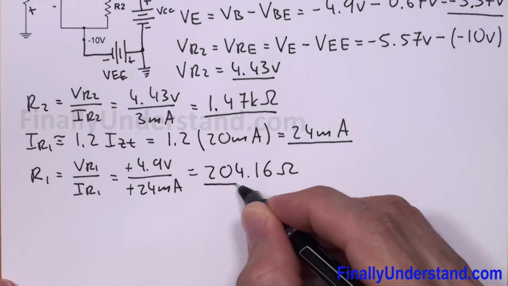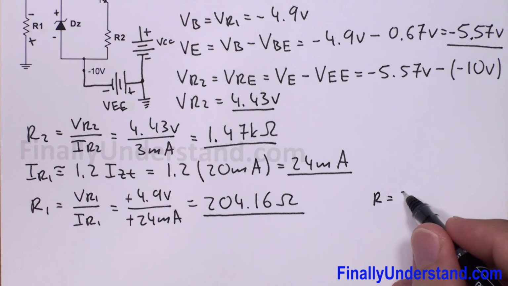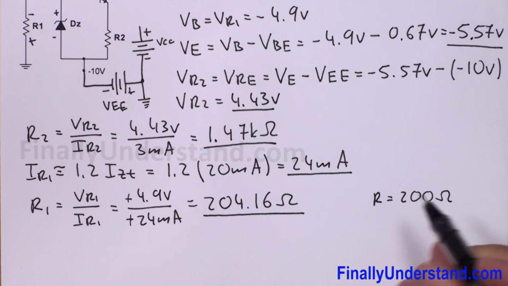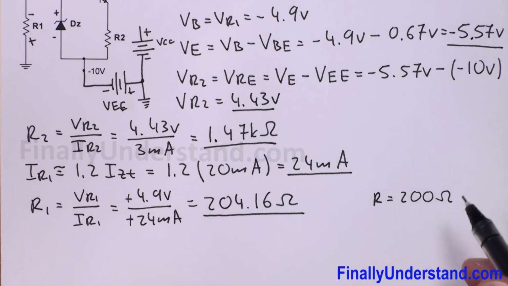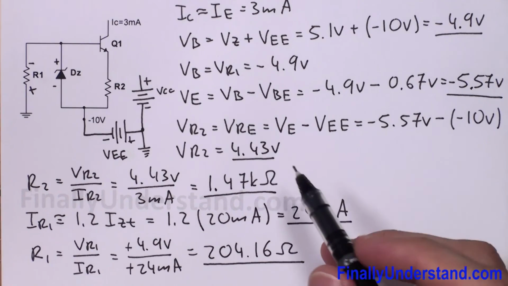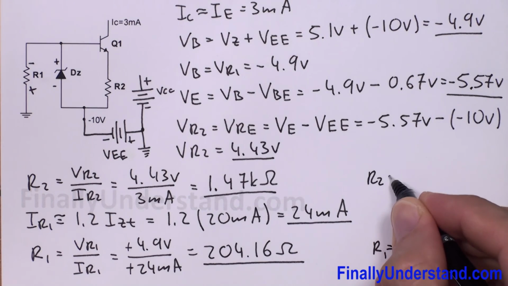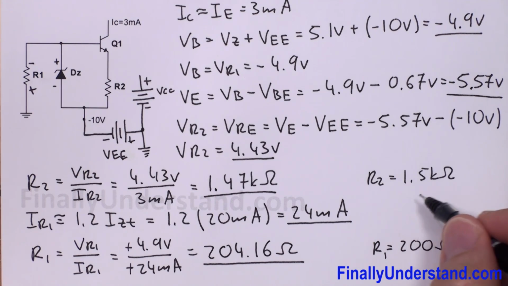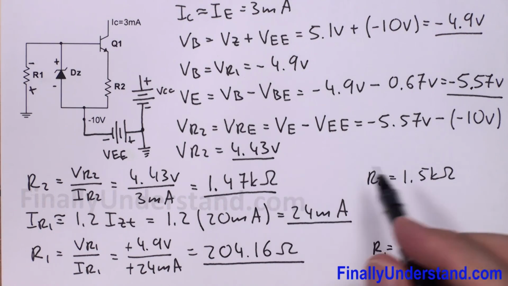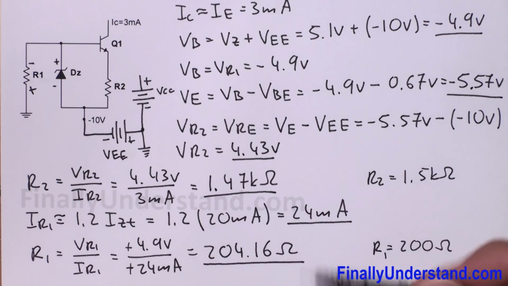204.16 ohms. So if you are going to look for the value of resistor R1, this is going to be equal to 200 ohms, because you are not going to find a resistor with the nominal value 204.16 ohms. So this is going to be your R1. If you need to find the resistor R2, you're supposed to pick the resistor 1.5 kilo ohms, because you are not going to find 1.47 kilo ohms. So we found the values of resistors R1 and R2, so we can say that the problem is solved.